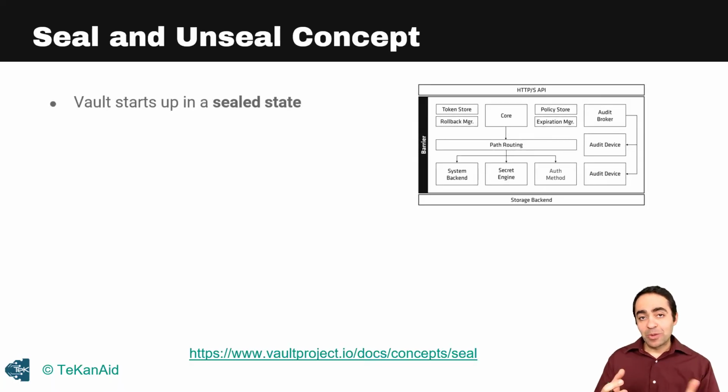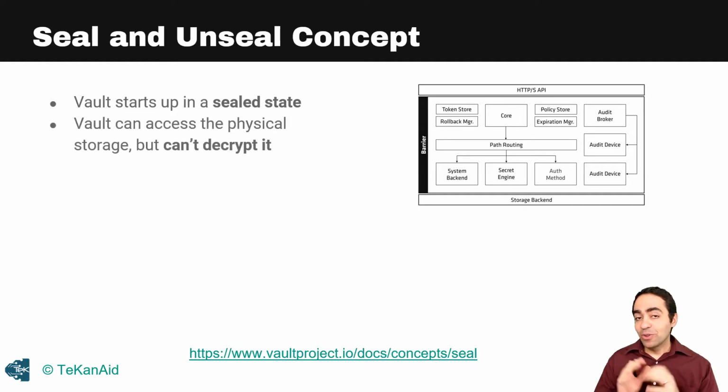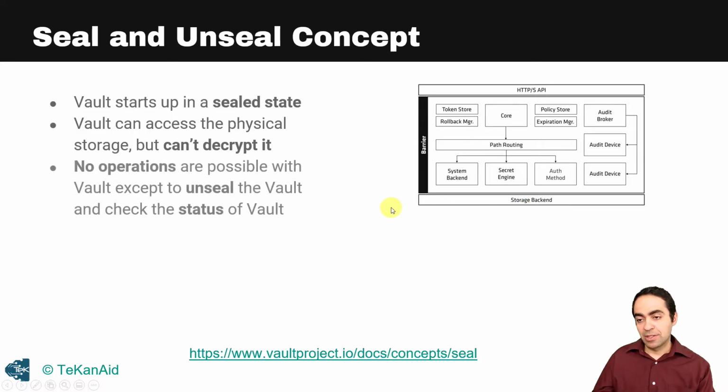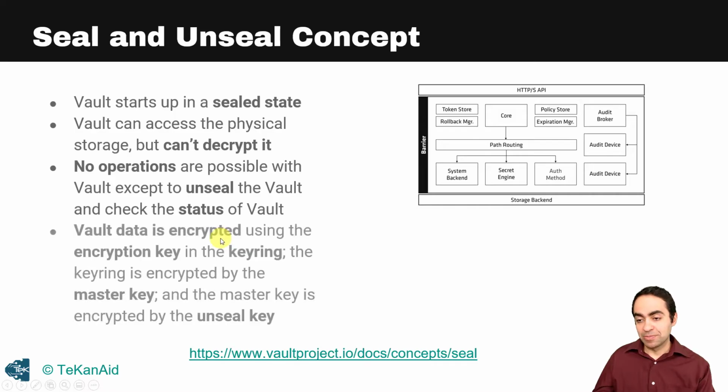When Vault starts up, it starts up in what we call a sealed state. So similar to a bank vault, it's completely locked down, can't do anything with Vault. And the only thing that Vault can do is actually access the physical storage. So the underlying storage backend here, it has access to it, but it cannot decrypt it, can't get any data out of it. So no operations are possible with Vault except to unseal the Vault and check the status of Vault. Very important to note this.